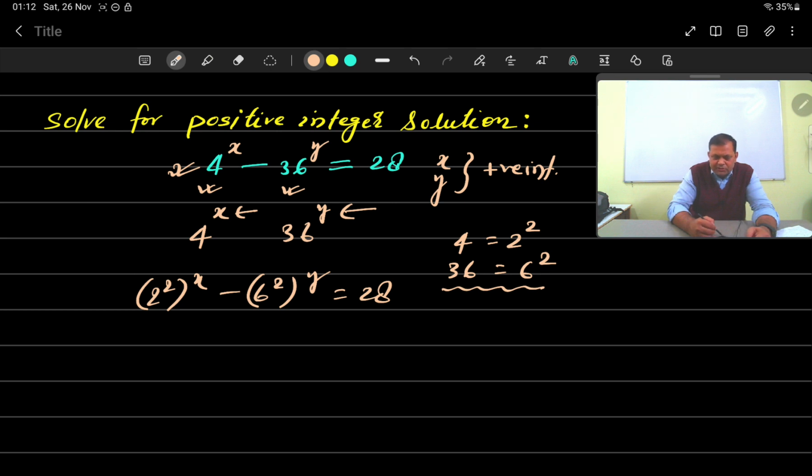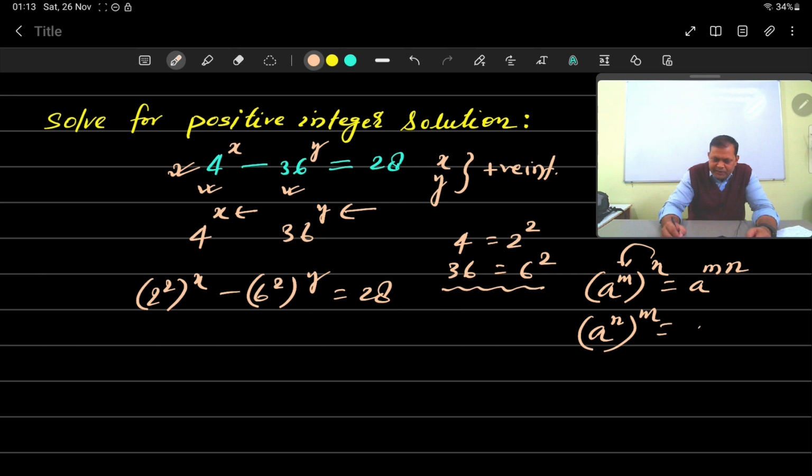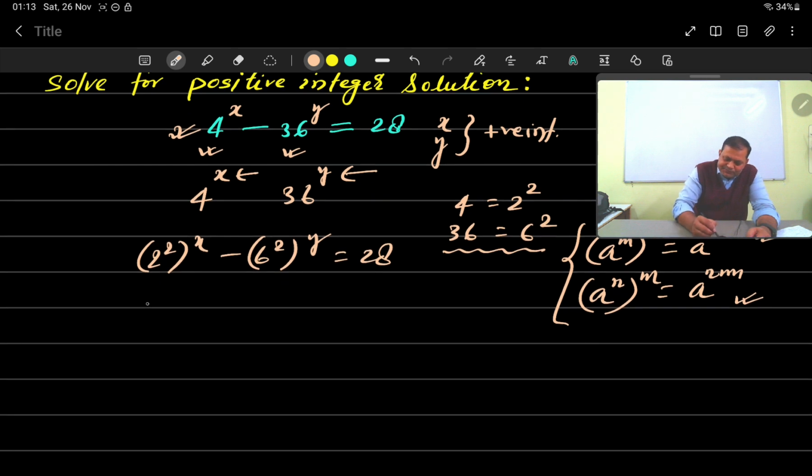Okay? Now you have to think it over. (a to the power m) whole to the power n is nothing but a to the power m times n. Now, if you reverse this power, (a to the power n) whole to the power m, then this will become n times m. So both will be equal. So just use this technique here. Now you can write 2 to the power 2 times x minus 6 to the power 2 times y is equal to 28.